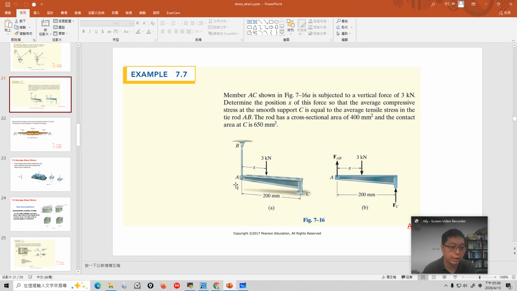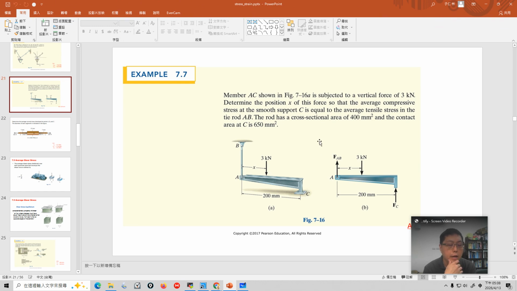It says there's a member AC with a support C, and the other support for it is member AB. We have a vertical force of 3 kilonewton pushing down. Determine the distance x such that the normal stress of the AB section and the normal stress at the C section are the same. The cross-section areas of the AB section and the support C are given: one is 400 millimeter square, the other is 650 millimeter square.